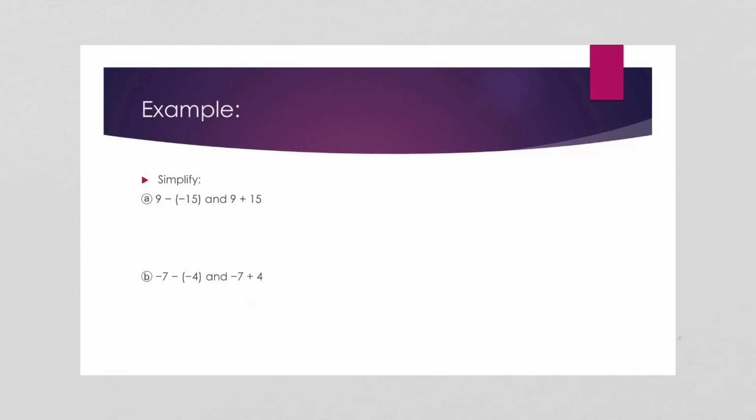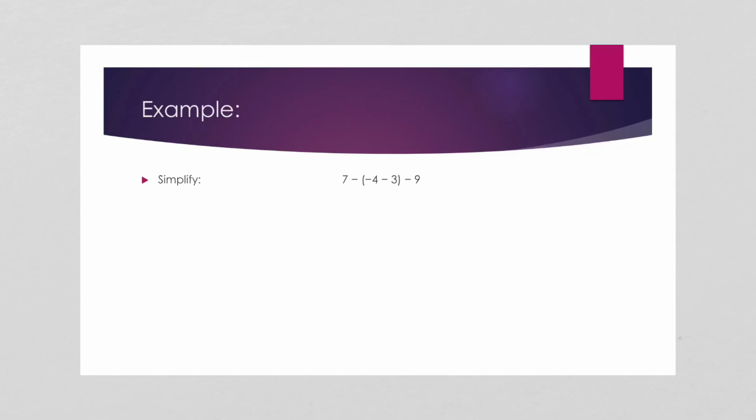Okay, this page they're kind of doing the same thing to you. They're just showing you that 9 minus negative 15, so you do change, change, is the same as 9 plus 15. You would get 24 there, you get 24 there. Part B, again, change, change, so that's negative 7 plus 4, which is negative 3, is the same thing as negative 7 plus 4, which is negative 3.